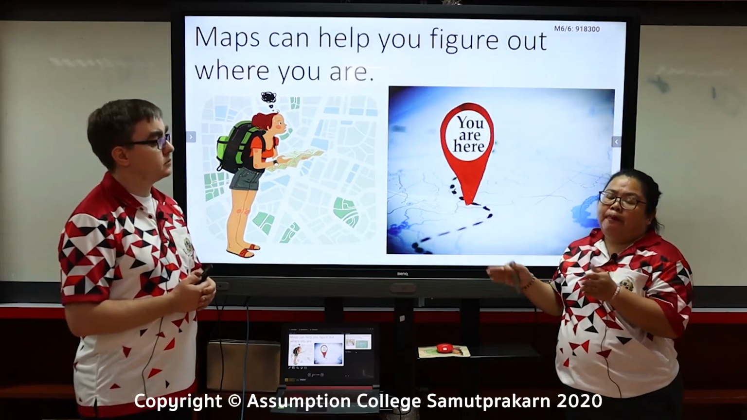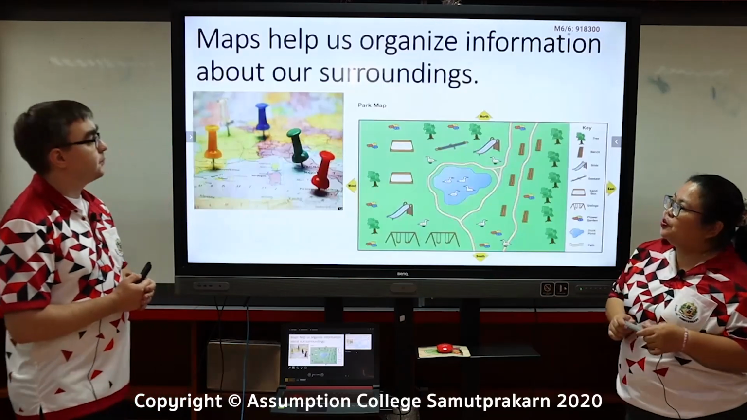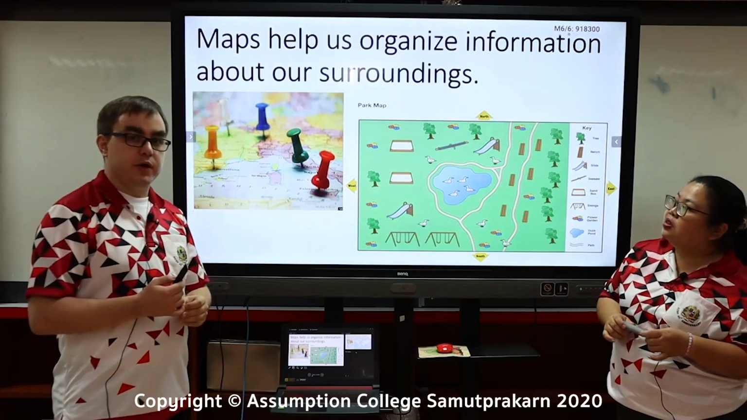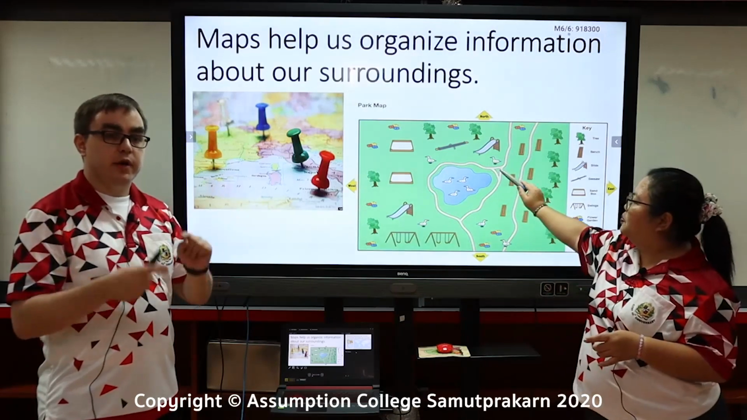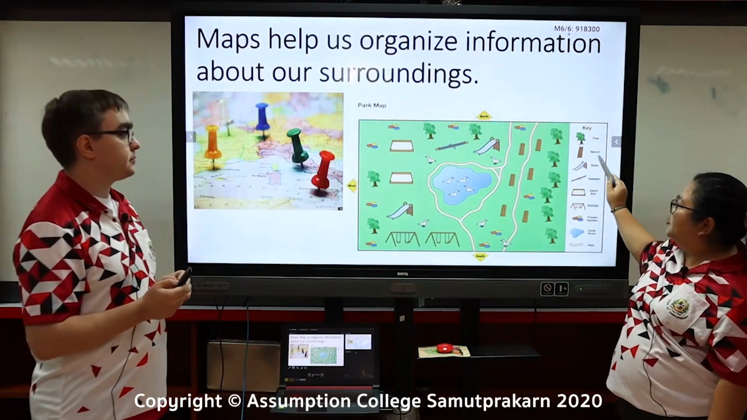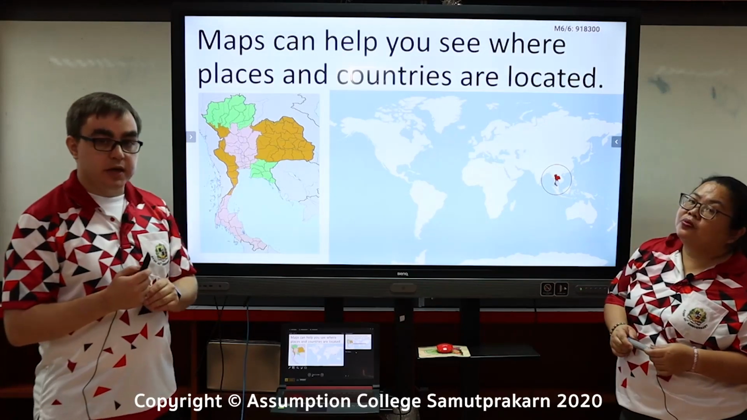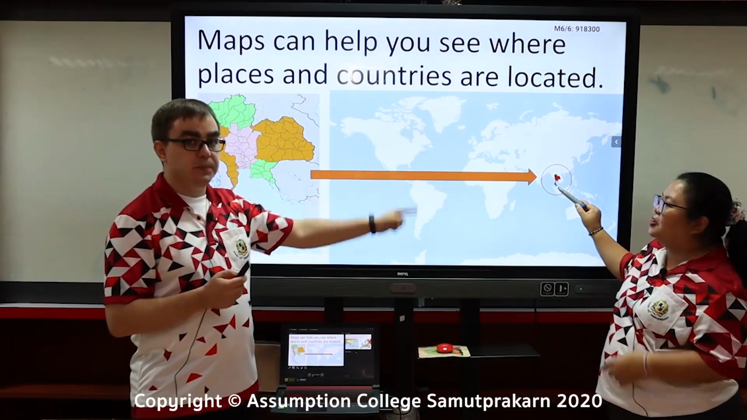There are many kinds of maps. Maps can also help you organize your knowledge about your surroundings. Thanks to a map, you know what is around you and in your area. Maps can also help you locate countries. Where can you find Thailand? It's there.